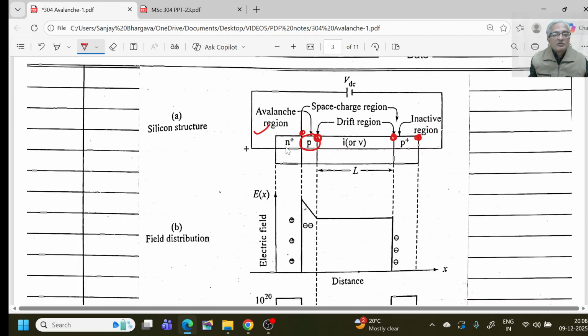So what is the nature of the field distribution? Here the field first increases, becomes maximum at this point, then decreases, and in the drift region remains constant and decreases at this boundary.